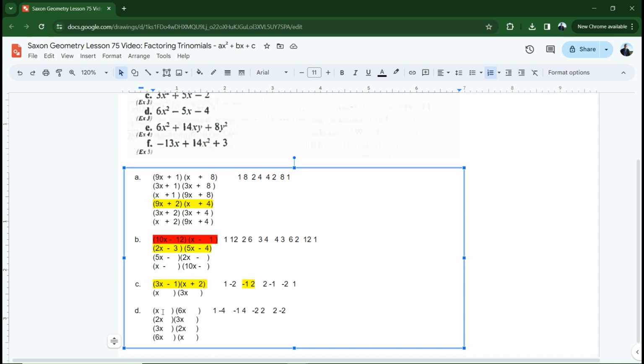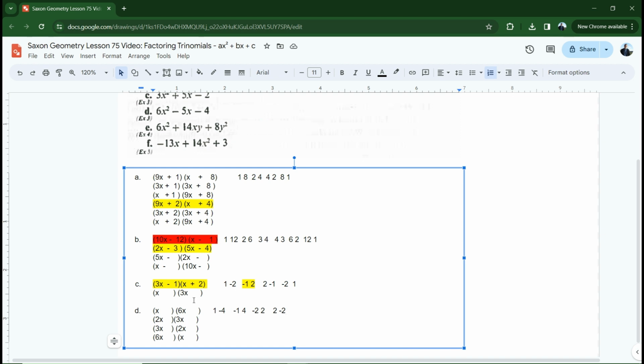Okay, so what we're looking for is when I plug in these sets of factors and do the OI steps of FOIL, is there a combination that gives me negative 5? Let's start with 1, negative 4. So x times negative 4 is negative 4x. Plus 6 is going to be 2x. That does not give me negative 5x. Let's try negative 1, 4. X times 4 is 4x. Minus 6x is negative 2x.